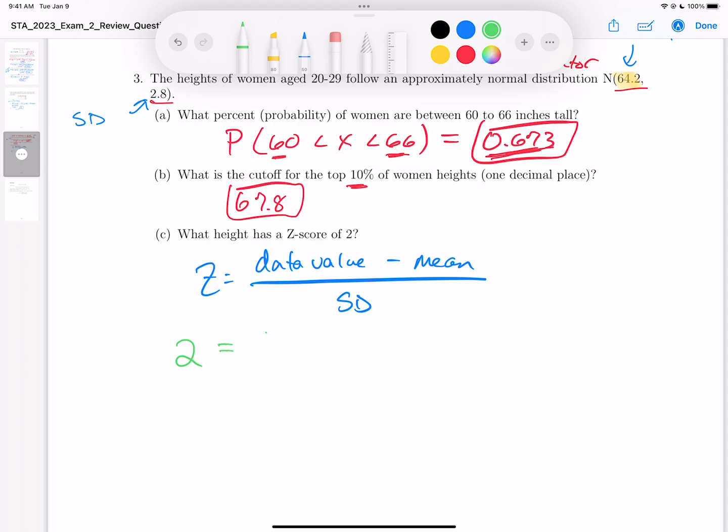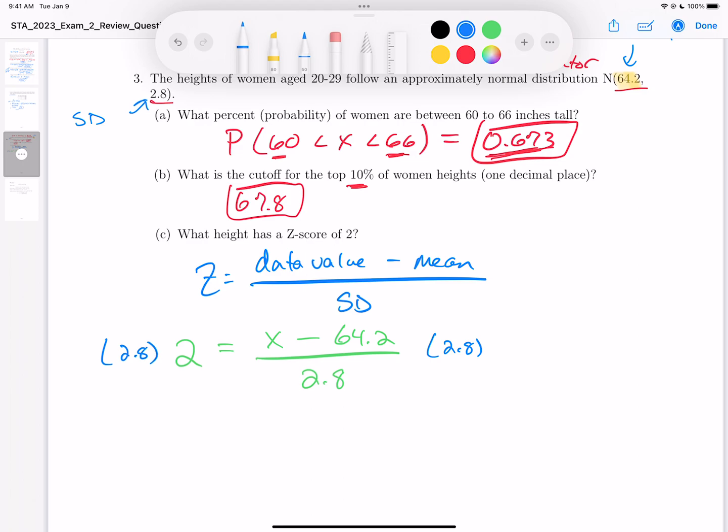Equals, I'm just going to call the data value x, that's what we do not know, minus the mean. Remember from before, we said the mean was 64.2 earlier in the problem, divided by a standard deviation of 2.8. So now let us solve this. This is where we do a little bit of algebra. Let's solve this for x. My first step is to get rid of my denominator of 2.8. I need to multiply both sides of the equation by 2.8.